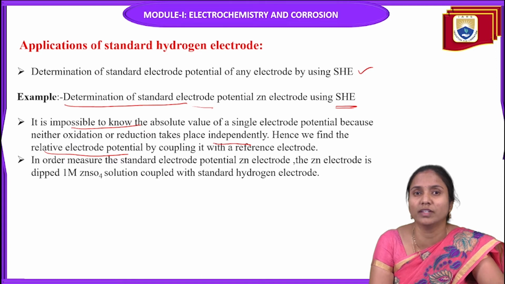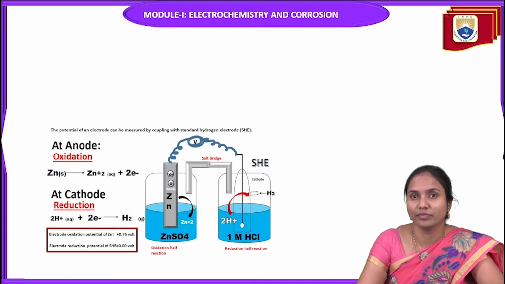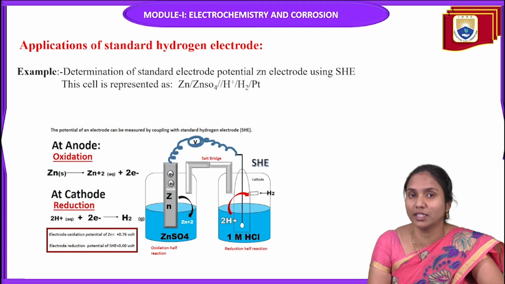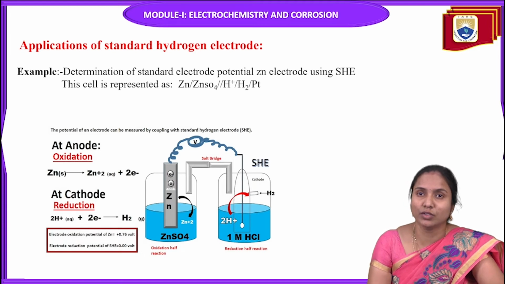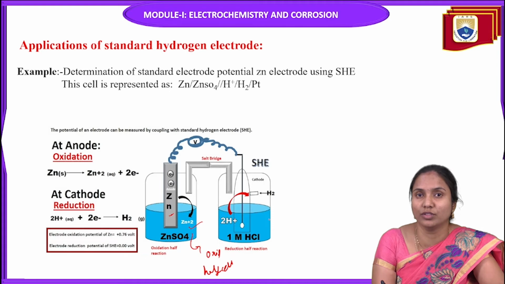So in this case only we can calculate the reduction potential of that electrode. For example, here we can determine the zinc electrode potential. This is a zinc electrode, dipped in zinc sulfate solution. It is an oxidation half cell, but it is coupled with a standard hydrogen electrode.